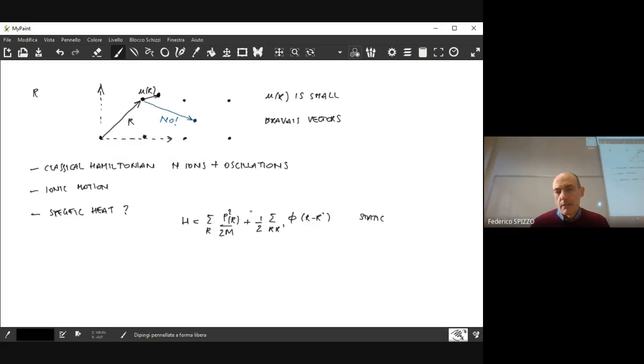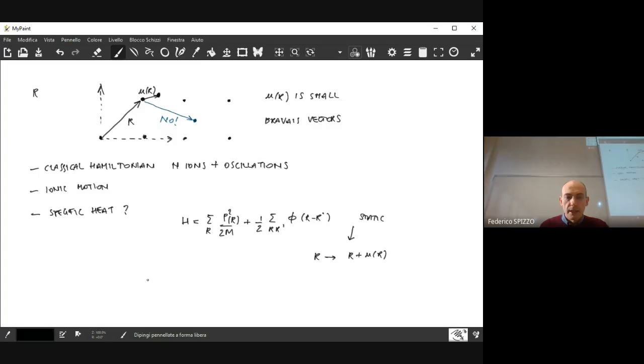In this case, P square would be equal to 0, because if the ions are fixed, there is no deviation from equilibrium, then P is equal to 0. At this point, I introduce the deviation from equilibrium. So the position of the ion that was initially described by the vector r is r plus u of r. So in this way, I introduce a small deviation from equilibrium.